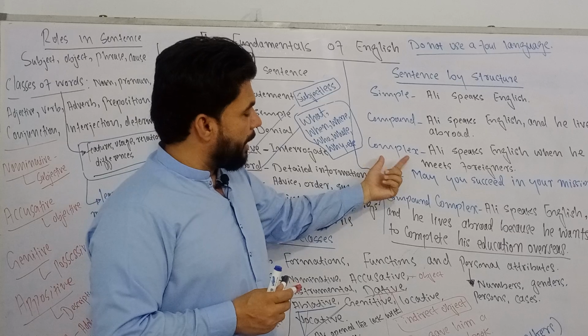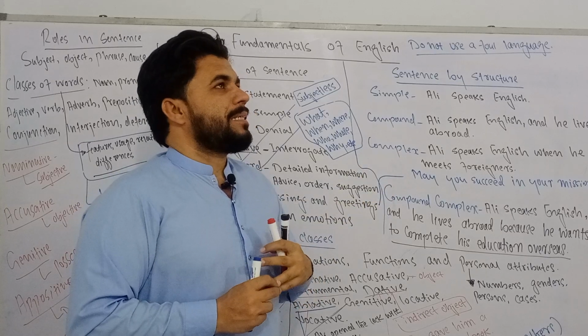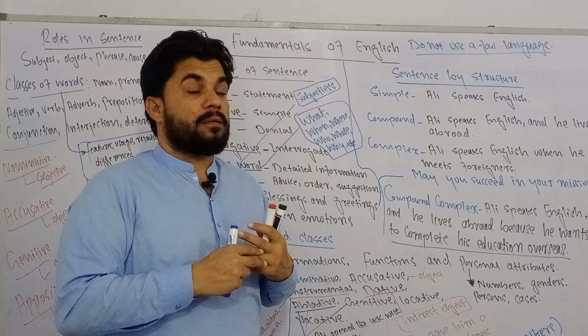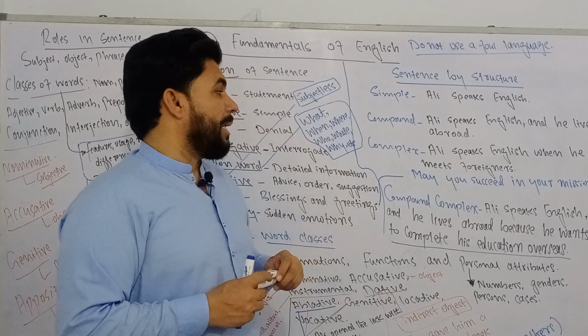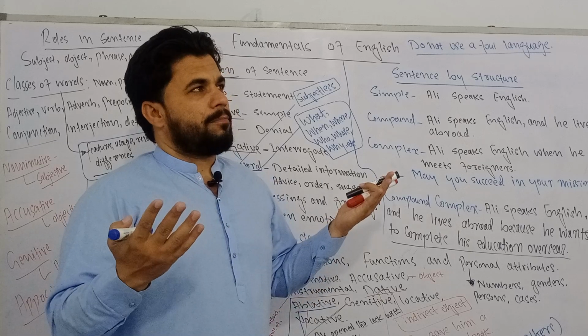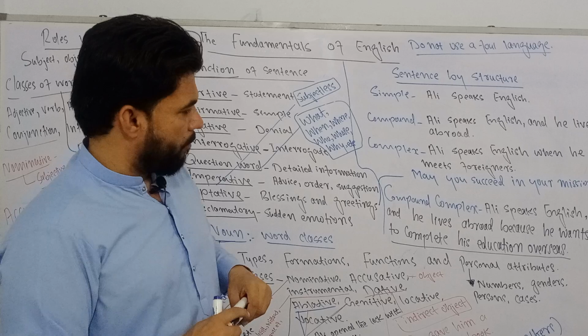And then we have complex sentence. In complex sentence, you get one dependent and one independent clause that are connected by subordinate conjunctions, right? Ali speaks English when he meets foreigners. So like when he meets English-speaking people, so he speaks English. Now this is an example of a complex sentence.